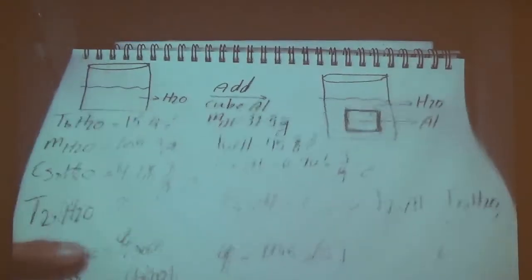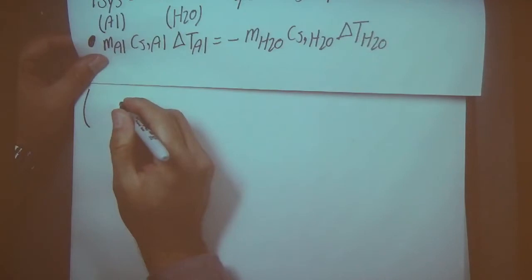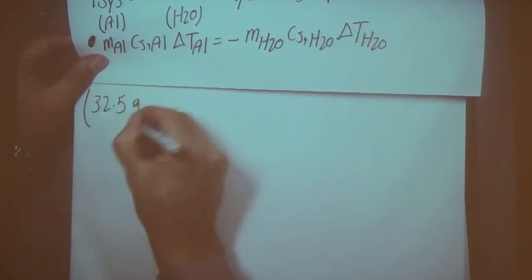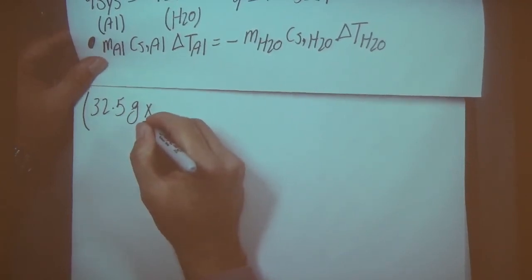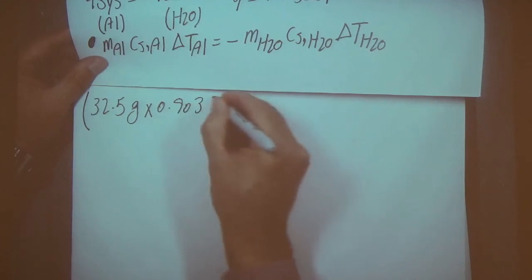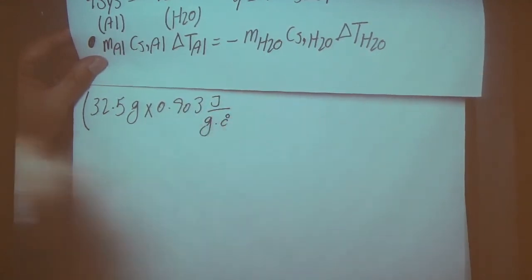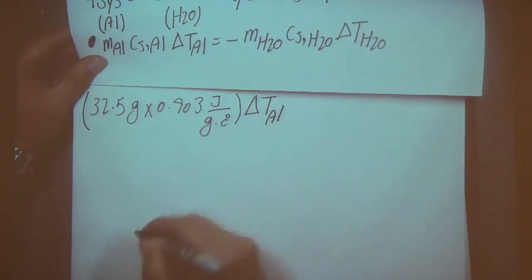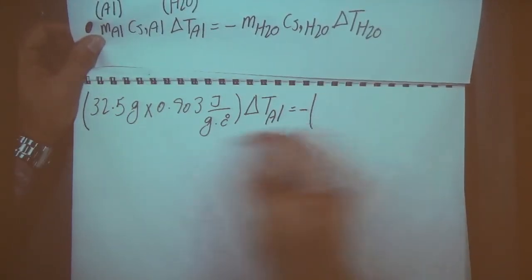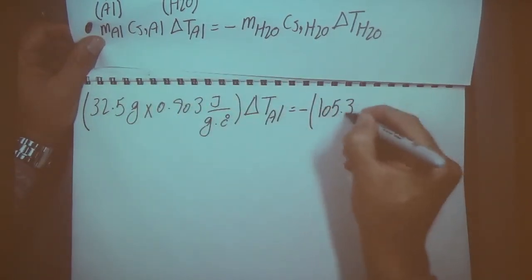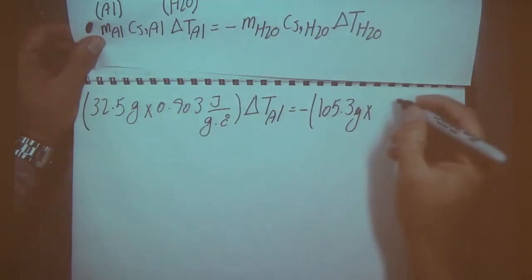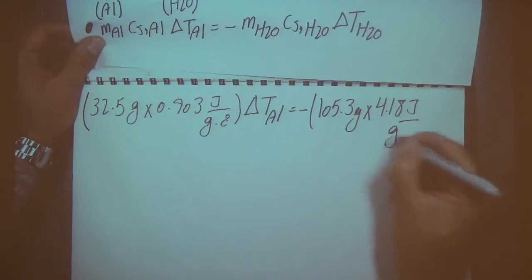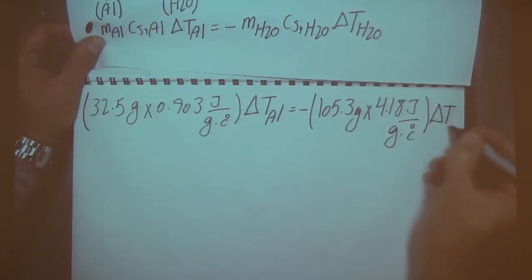So for now, I have mass of aluminum equal to 32.5 grams, multiply specific heat capacity of aluminum, 0.903 joule over gram degrees Celsius, and multiply delta T. Let's get the delta T in, we're going to say delta T of aluminum, equal to minus mass of water, 105.3 gram, multiply specific heat capacity, 4.18 joule over gram degrees Celsius, multiply delta T of H2O.